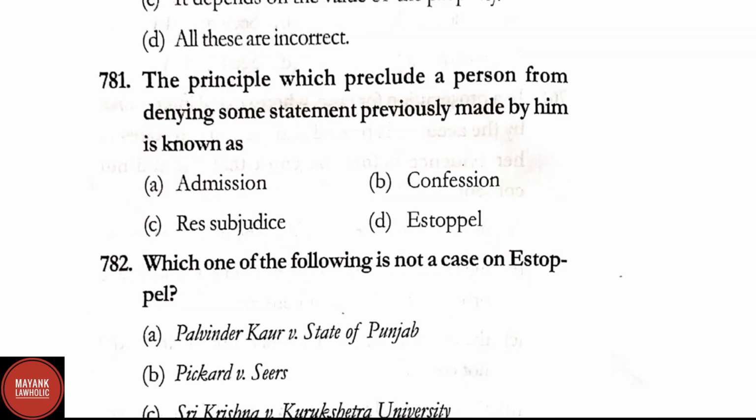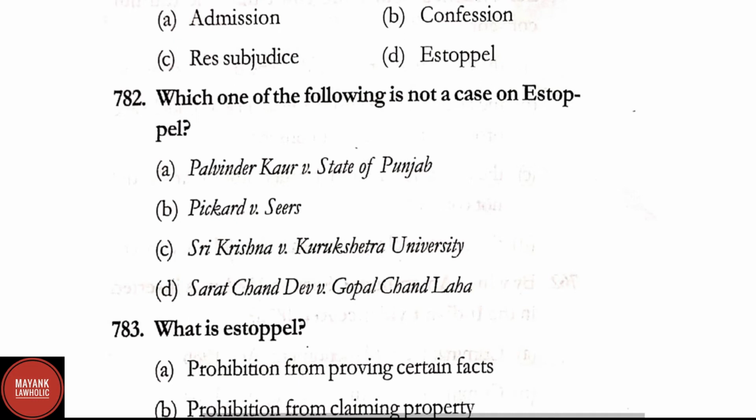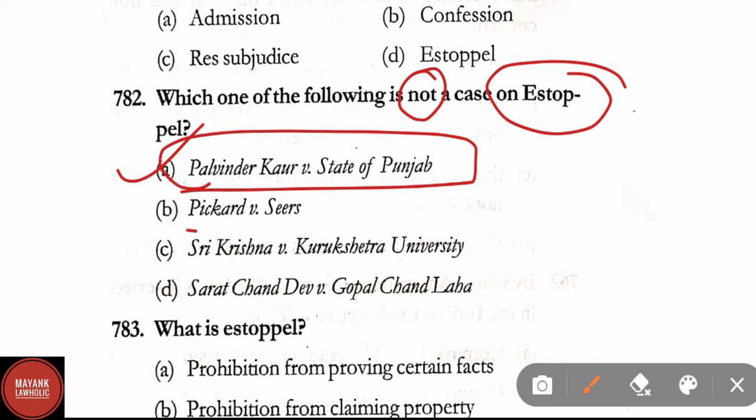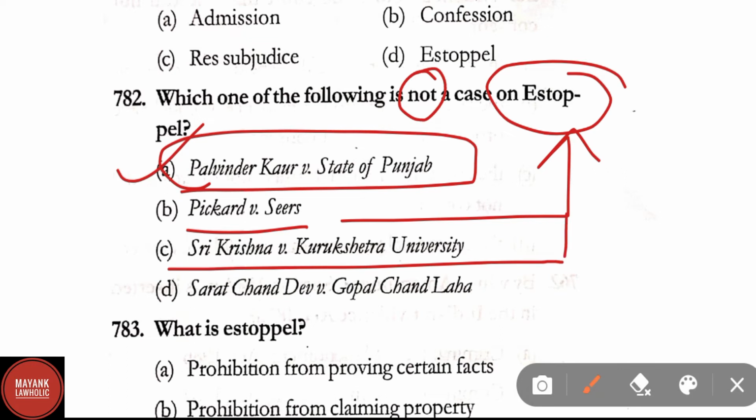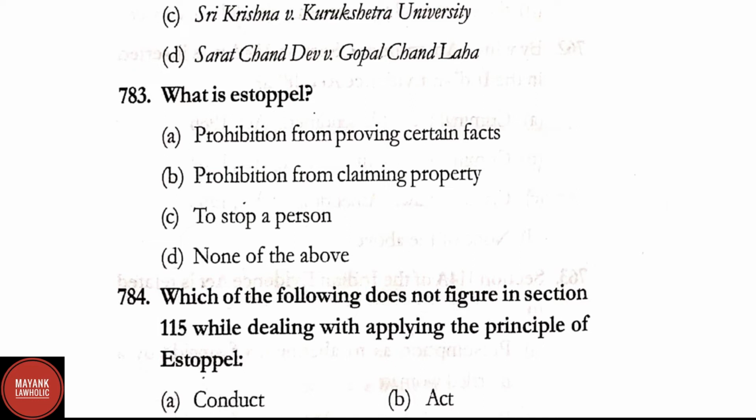Question number 781. The principle which precludes a person from denying some statement previously made by him is known as estoppel. Question number 782. Which one of the following is not a case of estoppel? Here the correct answer is option A. Palvinder Kaur versus State of Punjab is not a case of estoppel, whereas Pickard versus Sears is related to estoppel. Shri Krishna versus Kurukshetra University is also related to estoppel, and Sarat Chandra versus Gopal Chandra Laha is also related to estoppel. Question number 783. What is estoppel?